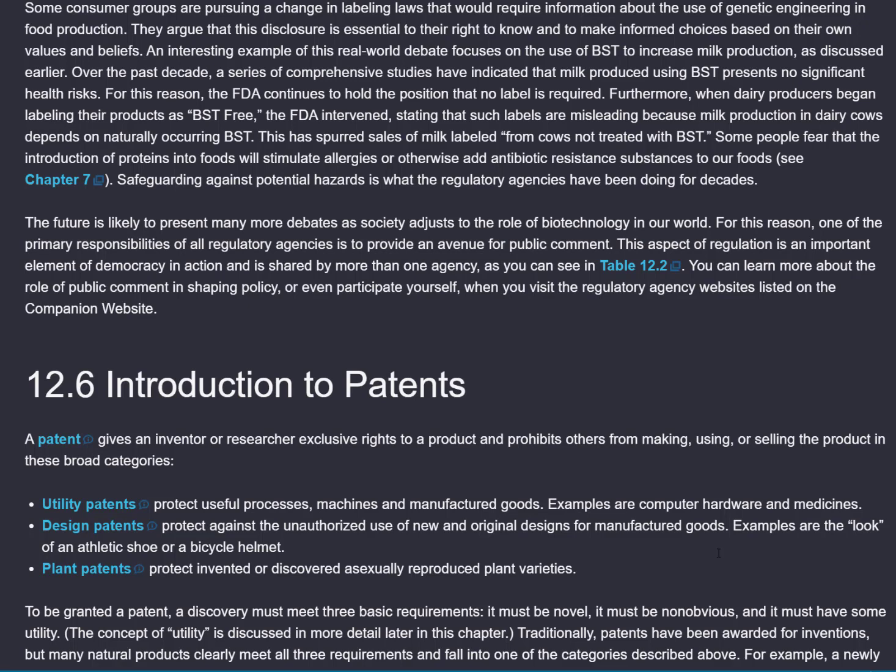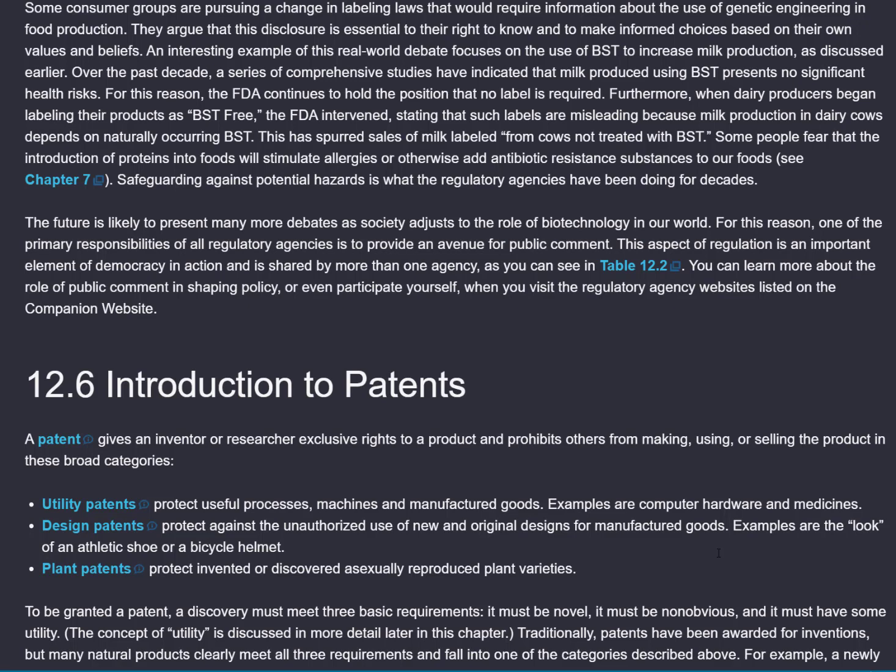An interesting example of this real-world debate focuses on the use of BST to increase milk production, as discussed earlier. Over the past decade, a series of comprehensive studies have indicated that milk produced using BST presents no significant health risks. For this reason, the FDA continues to hold the position that no label is required. Furthermore, when dairy producers began labeling their products as BST-free, the FDA intervened, stating that such labels are misleading because milk production in dairy cows depends on naturally occurring BST. This has spurred sales of milk labeled from cows not treated with BST.